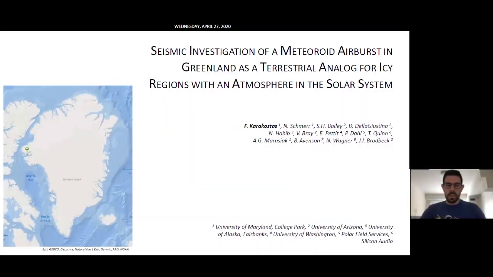Hello, my name is Foivos Karakostas. I'm a postdoctoral associate at the University of Maryland. My LPSC poster was focused on the seismic investigation of a meteoroid airburst that happened in Greenland on July 25, 2018, near the city of Qaanaaq, as you can see on the map on the left side of the screen.